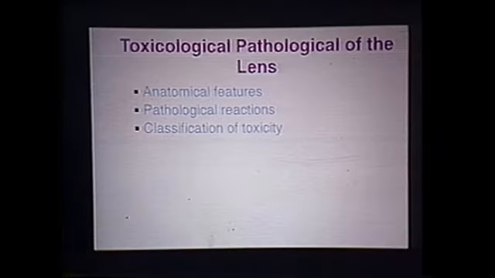The next part of the talk will be considering aspects of toxicological pathology of the lens. And we'll cover some anatomical features to begin with, particularly those which are important to the toxicology of the lens, followed by a description of the type of pathological reactions that we can encounter, both from an ophthalmological point of view and the histological point of view, and then we'll say something about the types of toxicity that may be encountered.